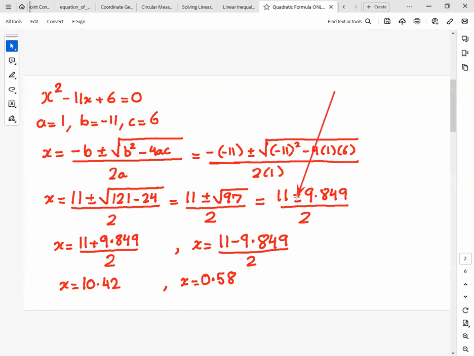Now why the plus minus? Because the square root of a number, the square root of 4, is plus minus 2. The square root of 97 is plus minus 9.849. So you will get two answers. One with 11 plus 9.849 over 2, and the other with 11 minus 9.849 over 2. So these are your two answers.